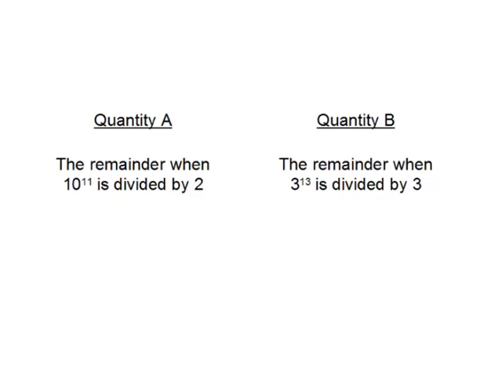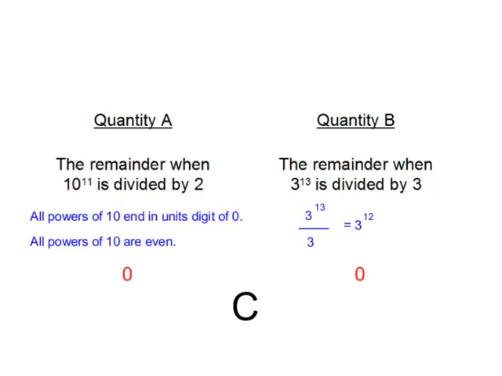Likewise, in quantity B, the base of 3 tells you no matter what power you raise that to, there's going to be a factor of 3 in the result. In other words, a number that's divisible by 3, or one that would give a remainder of 0. So if you didn't recognize that just from the bases, you could think about it in a little bit more rigorous form, actually do the division in quantity B.